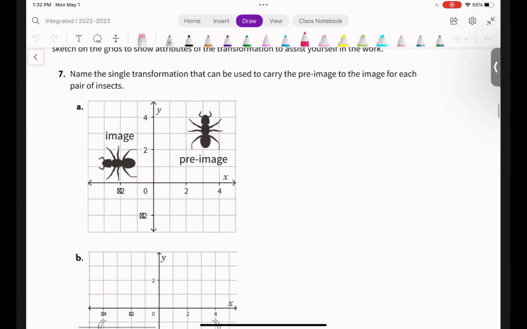The way I think some of you did it was, you imagine this being a rotation, right? That was correct because the orientation of this bug is not the same. Meaning the pre-image, he's facing up, and then in the image, he's facing left. So clearly there had to be either a rotation of some sort or even a reflection. So I agree that this is a rotation.